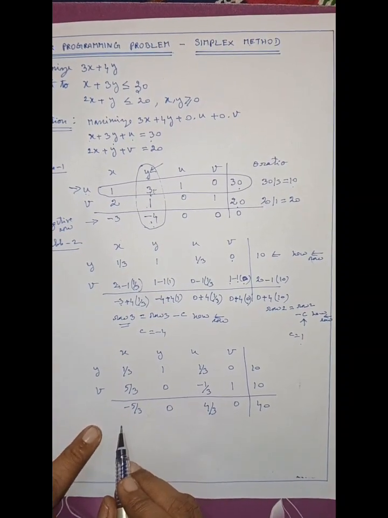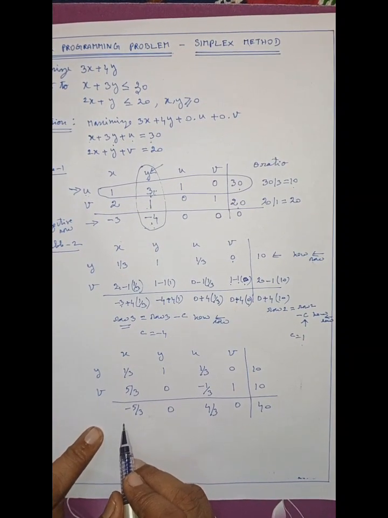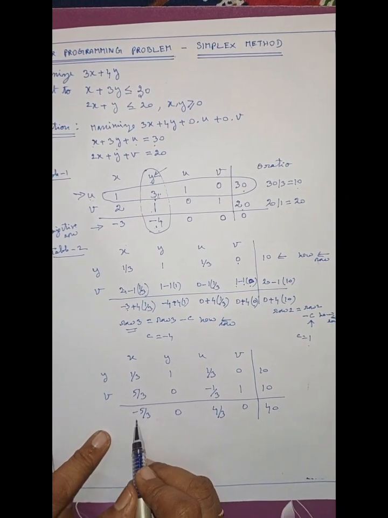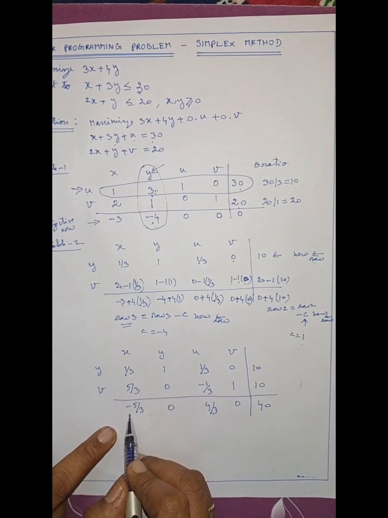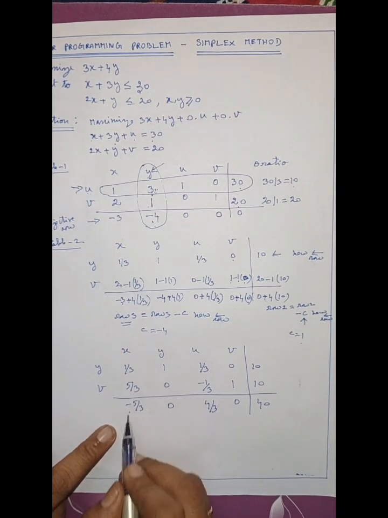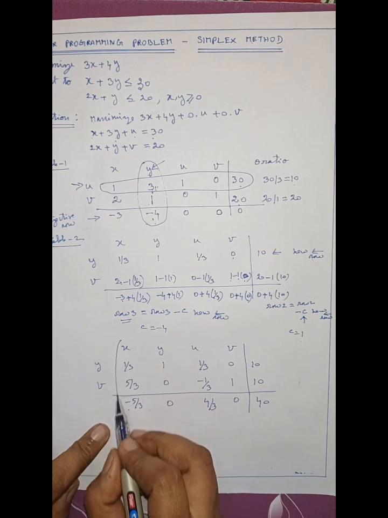And here also we are applying the optimality test. Here we have a negative value, so this is not the optimal solution. So we have to repeat the same procedure one more time. Again, the same procedure: identify the pivot column.